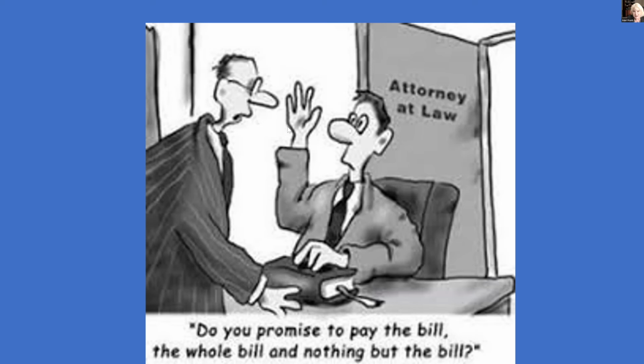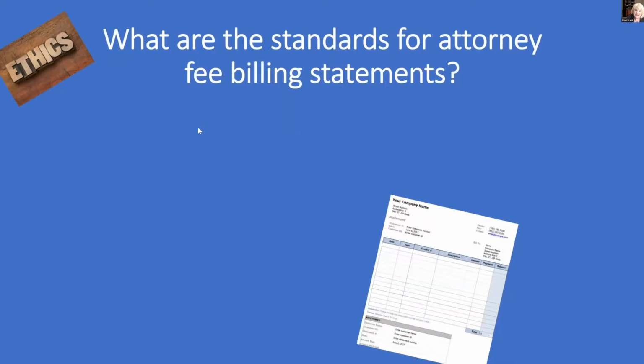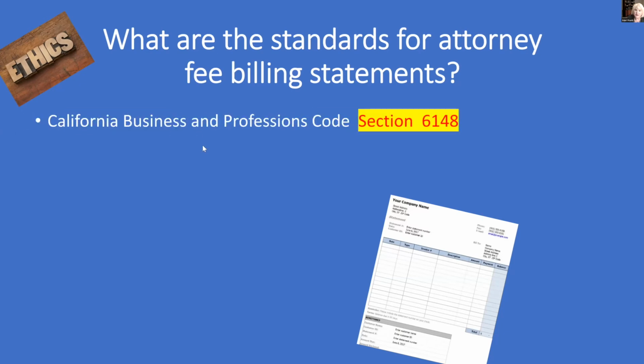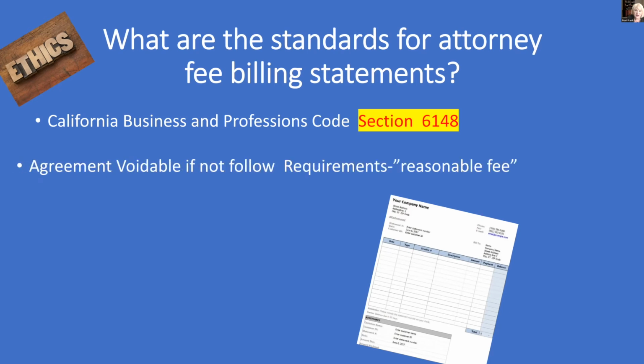is how to deal with their attorney and payment. So let's talk about the standards for the attorney fee billing statements. We have to look to California Business and Professions Code section 6148. So you can go over that yourself, but I'm going to give you some of the key issues. First of all, an agreement is voidable if we don't follow the requirements of a reasonable fee and a reasonable retainer agreement.